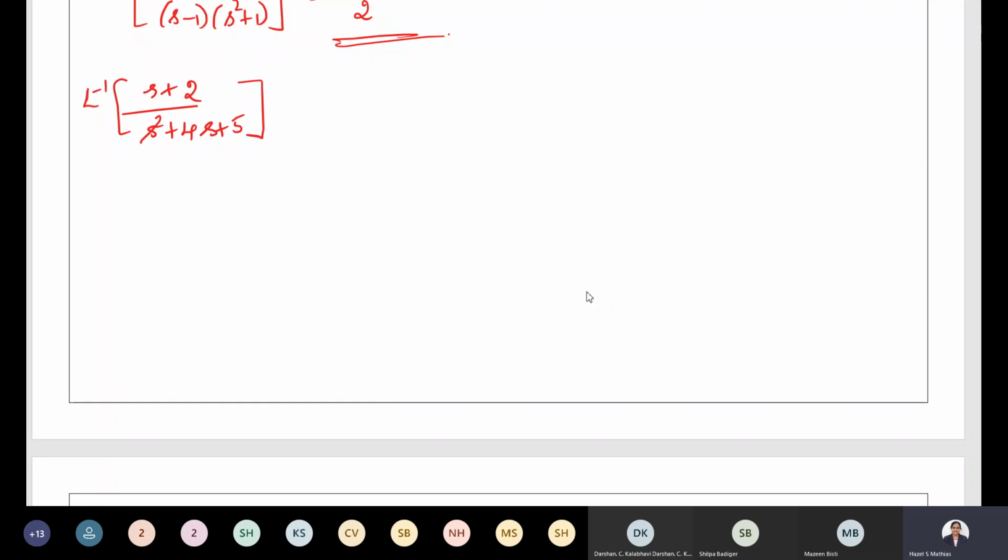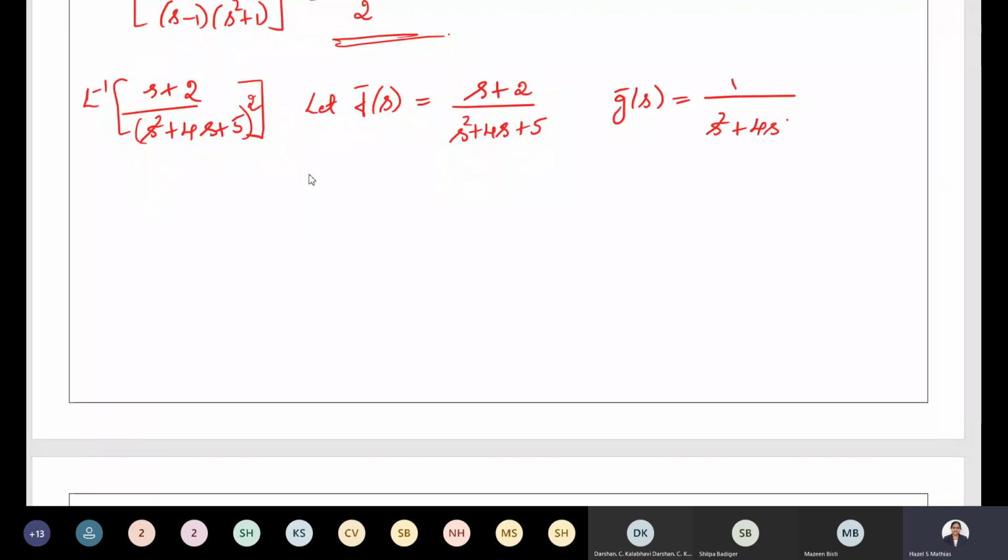So what shall we take as the values of f bar of s and g bar of s? Let's take f bar of s as (s+2)/(s²+4s+5) and then g bar of s as 1/(s²+4s+5). Is it okay now? Shall we take this?